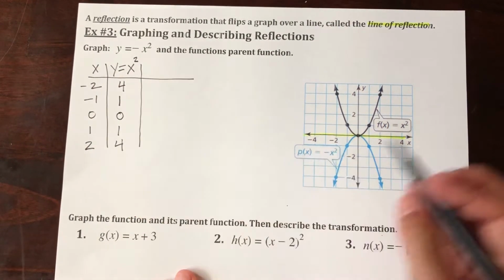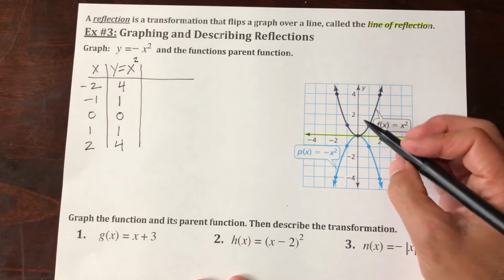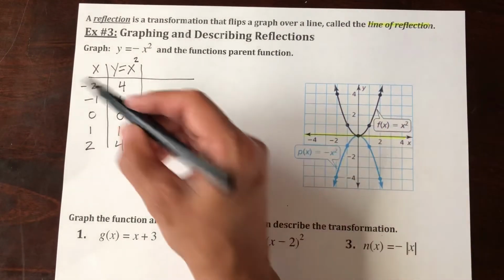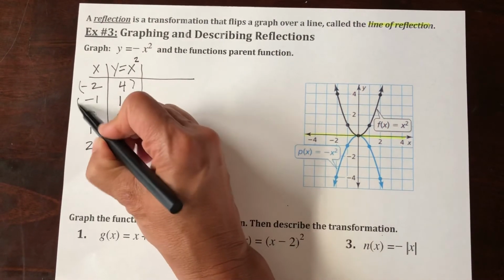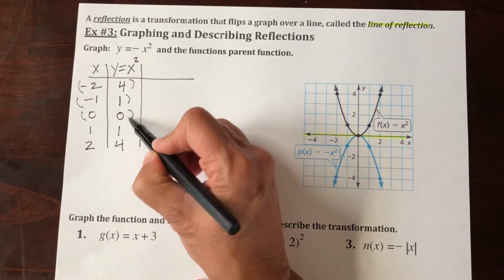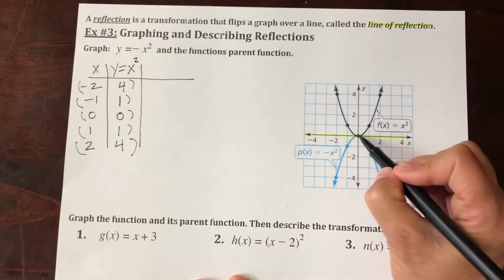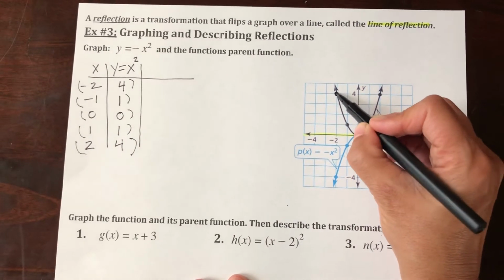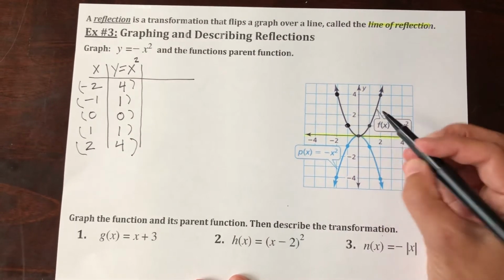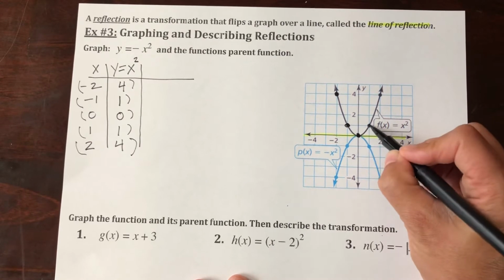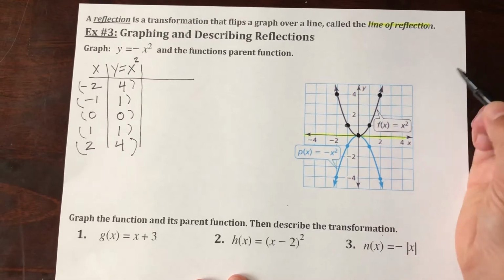So if you look at our graph, we can prove to ourselves that this is correct. These data points here, remember these are x, y coordinate points. And when we graph them, -2, 4 is this point, -1, 1 is here, 0, 0 is here, 1, 1 is here, 2, 4 is there.